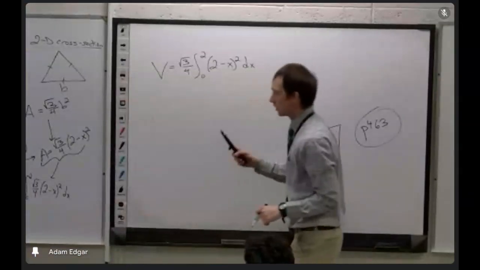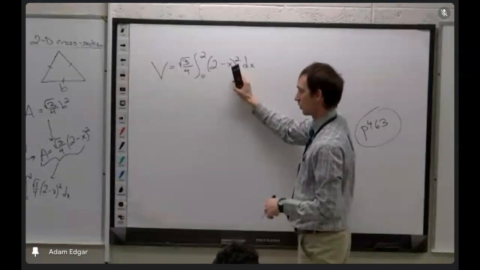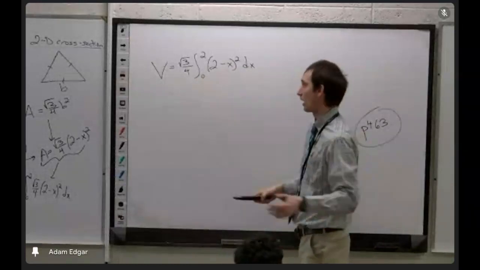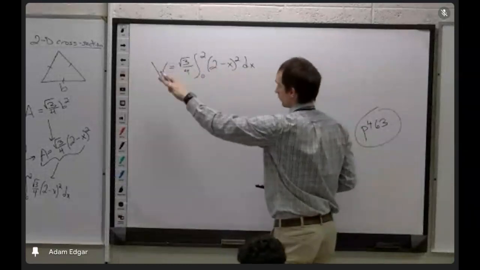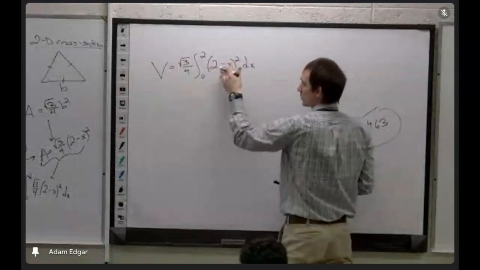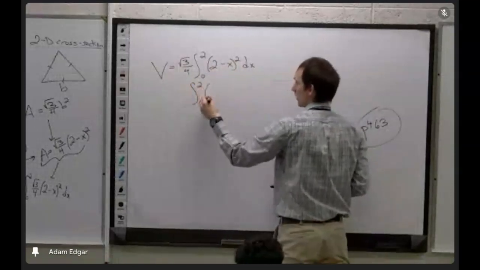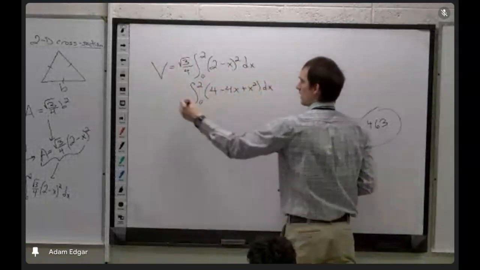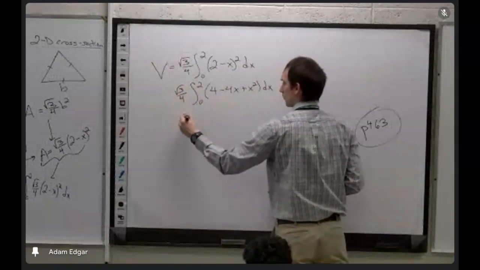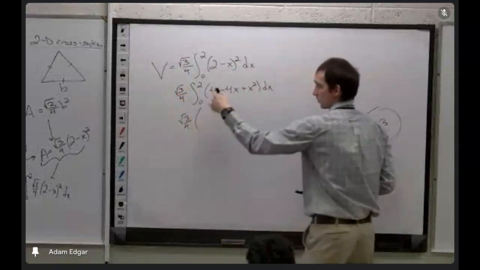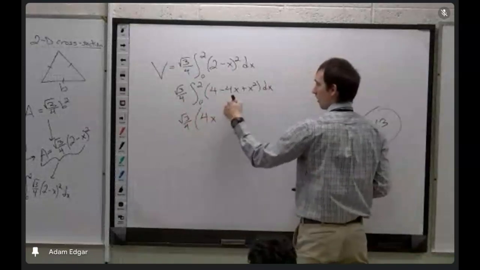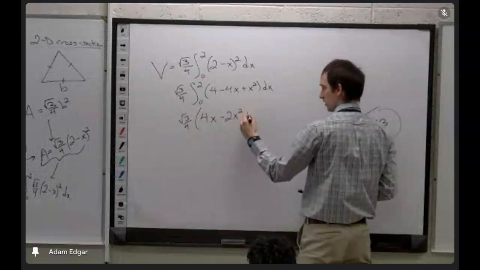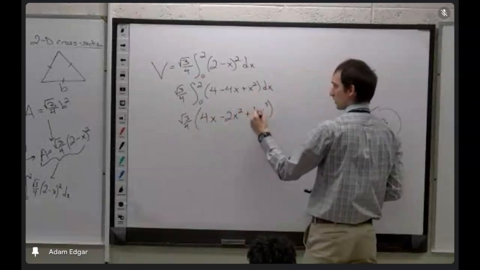If we take that integral over here, where we'll have some space to do the work, the root 3/4 can come out because it's just a constant multiplier. So that just clutters up the integral. Go ahead and expand 2 minus x squared, and you get 4 minus 4x plus x squared. And then you can integrate this. We have root 3/4 just chilling out front, times 4x minus 2x squared, and x squared becomes 1/3 x cubed, and this is going from 0 to 2.